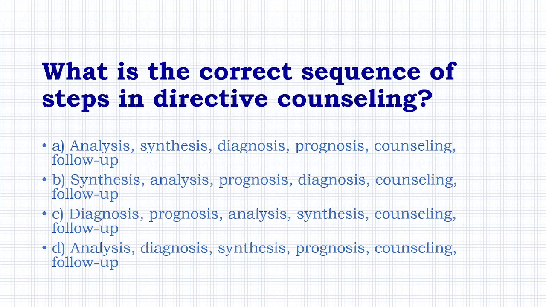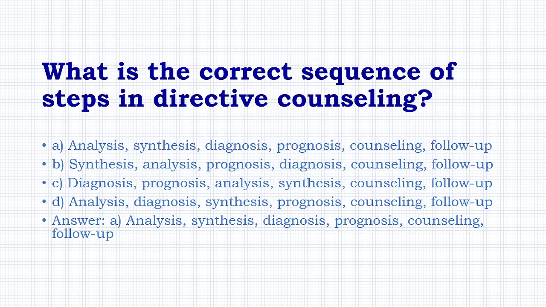What is the correct sequence of steps in directive counseling? Option A: analysis, synthesis, diagnosis, prognosis, counseling, follow-up. B: synthesis, analysis, prognosis, diagnosis, counseling, follow-up. C: diagnosis, prognosis, analysis, synthesis, counseling, follow-up. D: analysis, diagnosis, synthesis, prognosis, counseling, follow-up. Answer of this question is option A, that is analysis, synthesis, diagnosis, prognosis, counseling and follow-up.